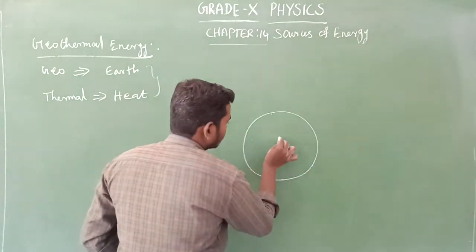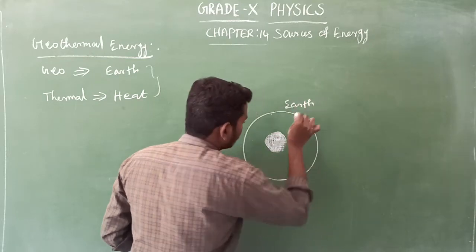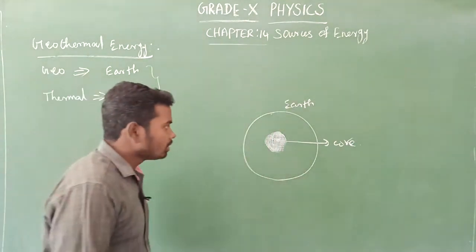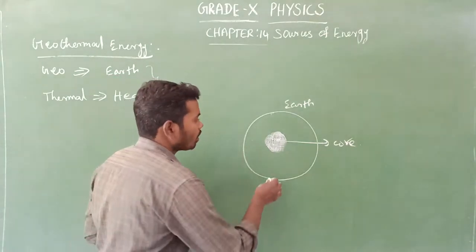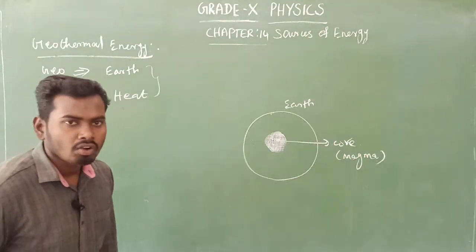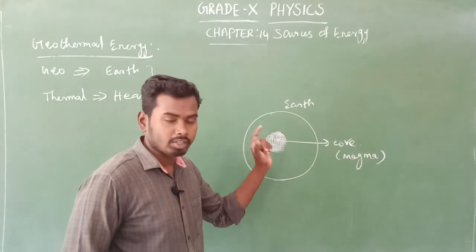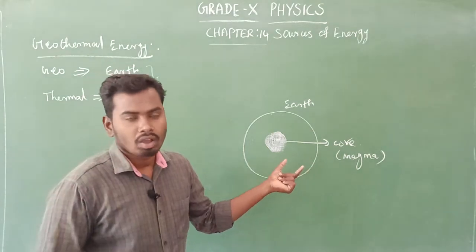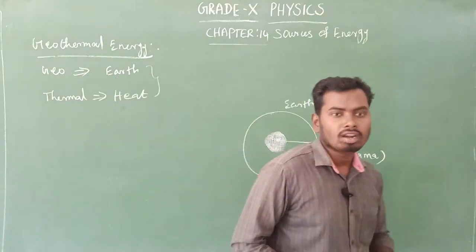This is earth. Consider this is earth core. What is it? This is earth core. Still, look at here. The earth core temperature is very high, as in the form of magma. That is very hot region. So, with the help of this hot region, which means with the help of this earth heat, we can generate electricity. That is called geothermal energy.